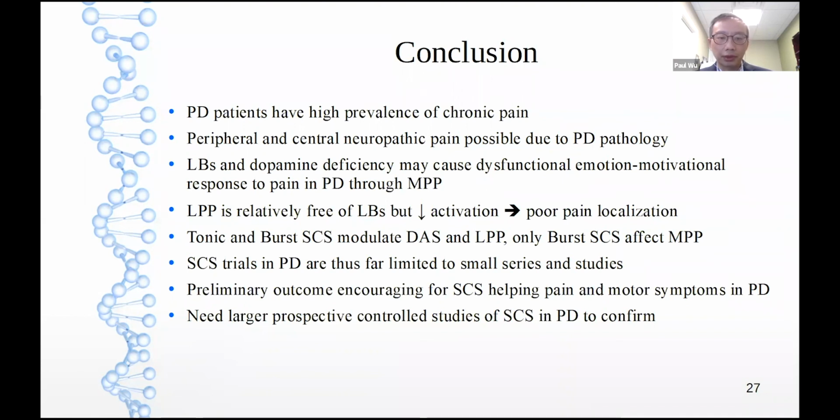Tonic and burst spinal cord stimulation modulate all 3 systems that we talked about in terms of chronic pain, specifically the descending anti-nociceptive system and the lateral pain pathway. However, only burst spinal cord stimulation affects the medial pain pathway. Spinal cord stimulation trials in PD patients are thus far very limited to small series and studies. Preliminary outcomes have some encouraging findings for spinal cord stimulation helping both pain and motor symptoms in PD. However, a larger prospective controlled study is needed to confirm those findings.